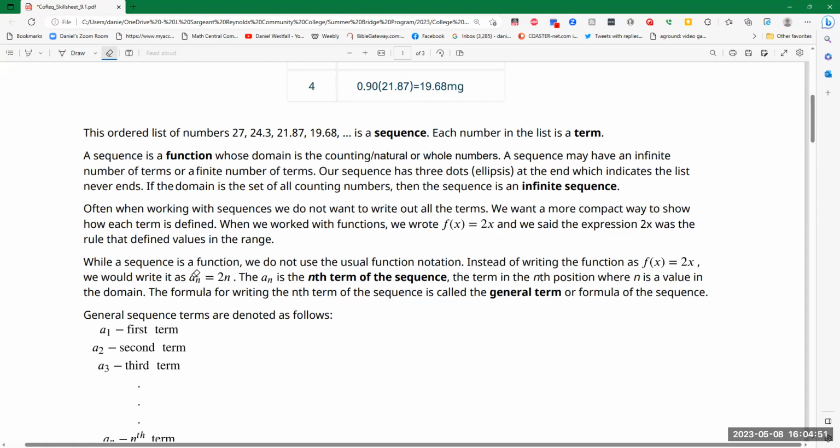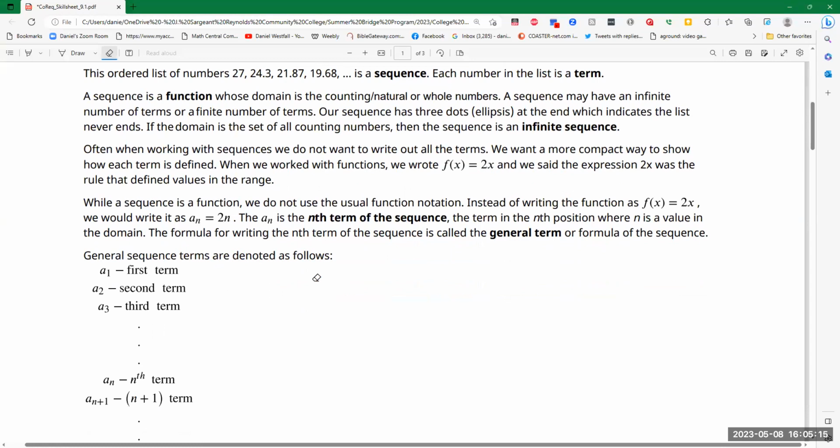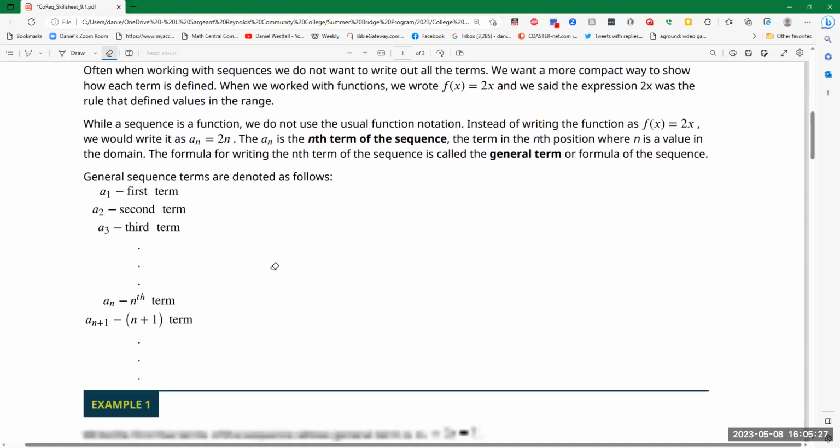So we're going to use the notation a sub n. So this is the nth term of the sequence a is defined by 2 times n, right? And this 2n is called the general term of the formula or the formula of the sequence. So we can stick in any n that we want to and calculate a sub 50 and find the 50th term of the sequence, for instance. So the 50th even number here would be 100.